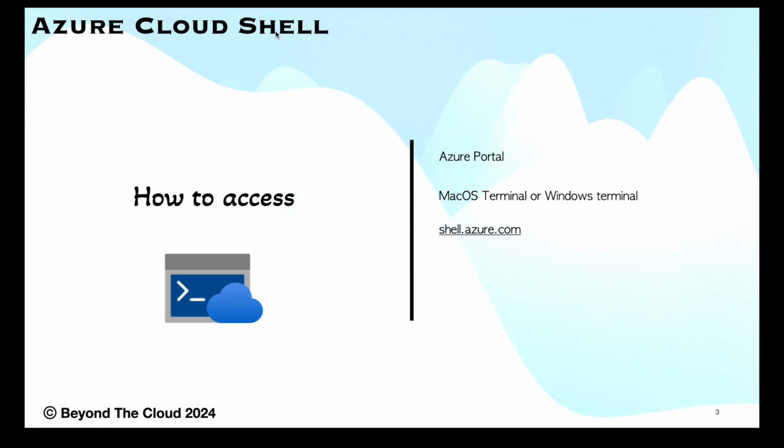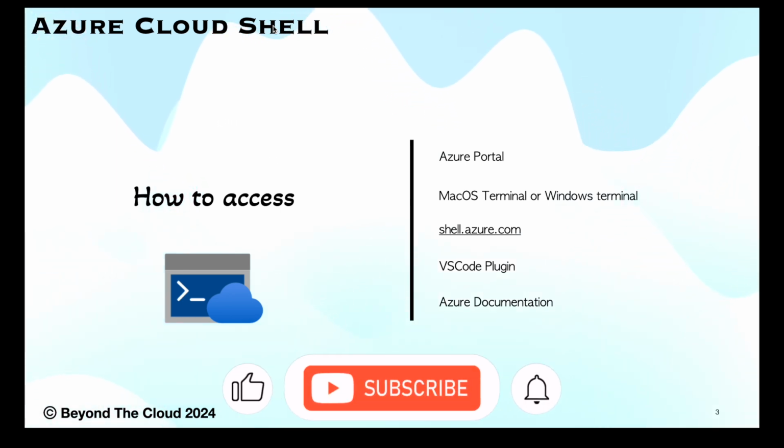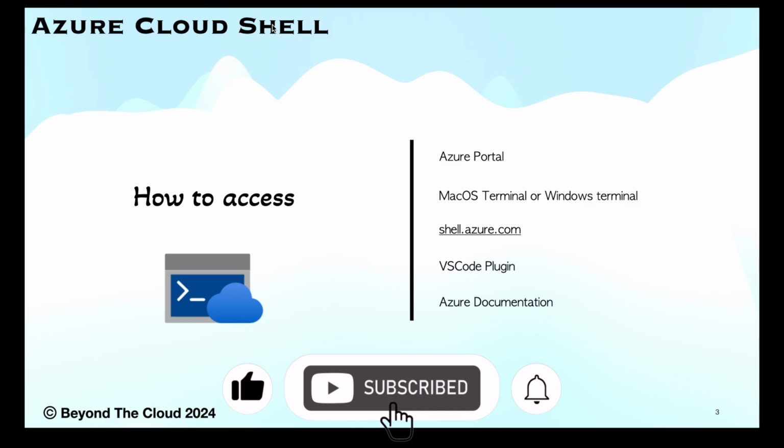Next, there is a portal called shell.azure.com where you have to log in, and you can basically do everything that you can do in the macOS terminal or Azure portal. It can be done in a VS Code plugin as well, and I will show you how to do that. In VS Code, there is a Microsoft Azure plugin, and you can log into the Cloud Shell from there as well. And there is an option in Azure documentation as well to open this Cloud Shell. So those are the five ways you can access this Cloud Shell.